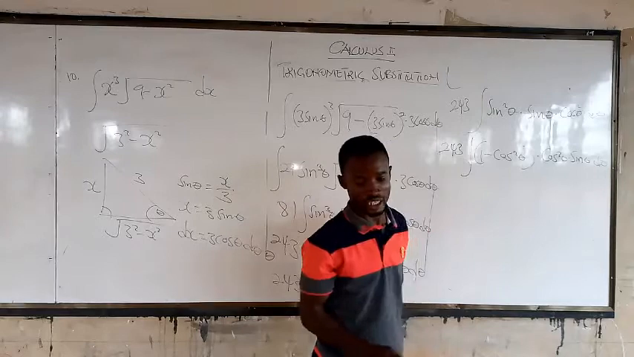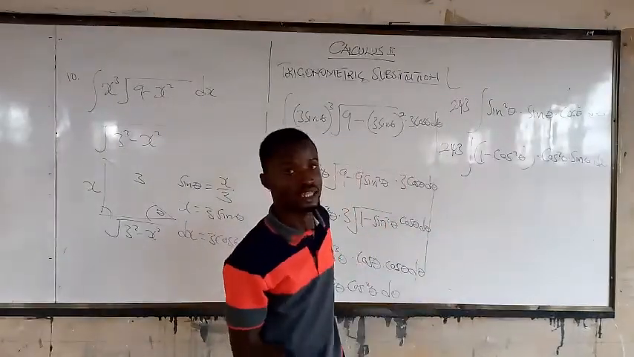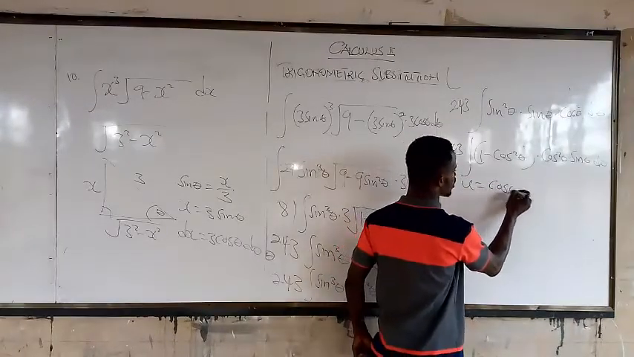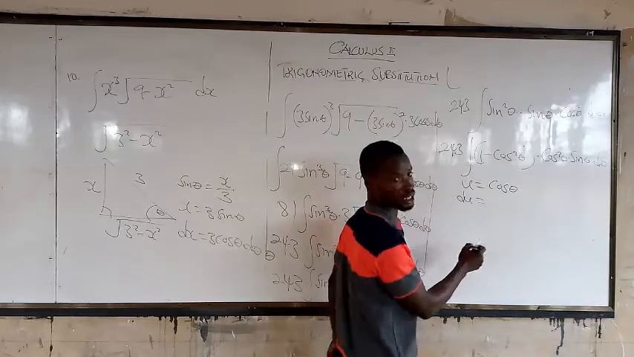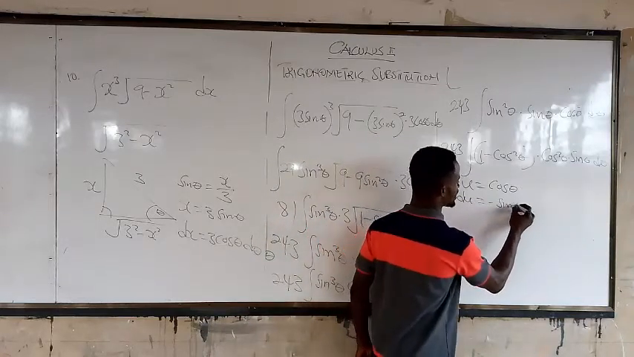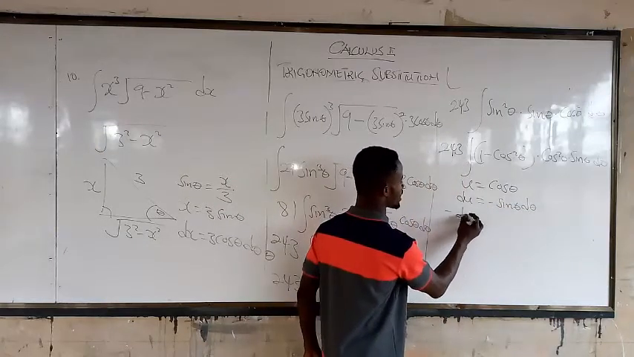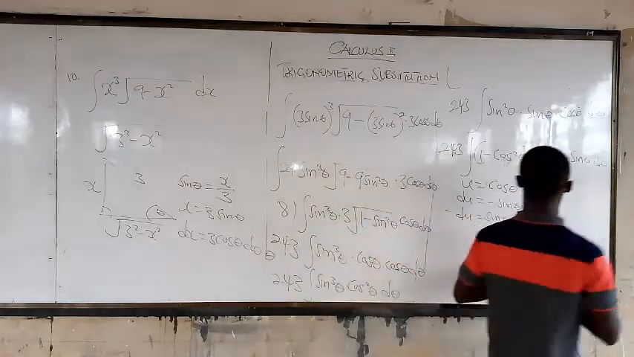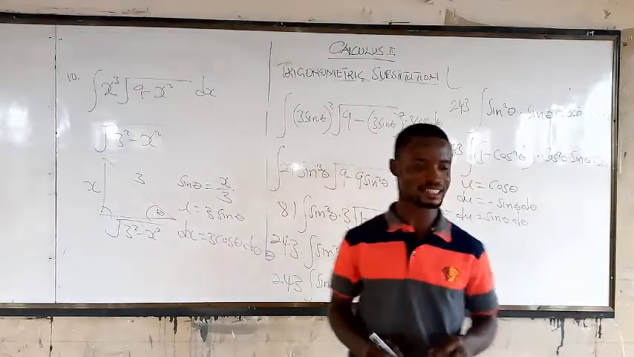Now see something. If we set u to be equal to cos theta, you can see that we get du to be equal to what? Negative sine theta d theta. And when you rearrange, you get negative du is equal to sine theta d theta. And sine theta d theta is exactly what is here. Beautiful. I hope you can see that.